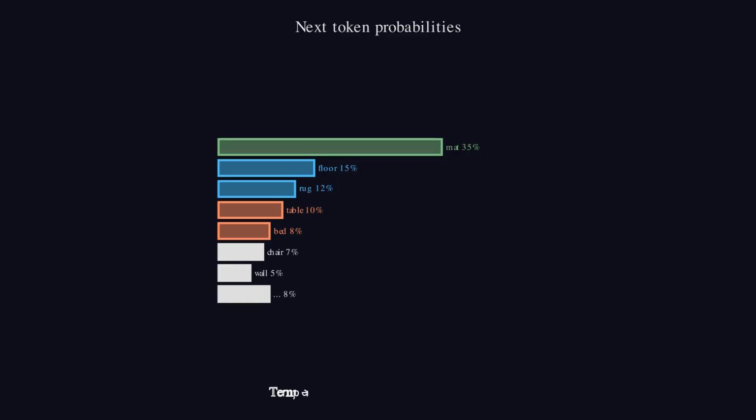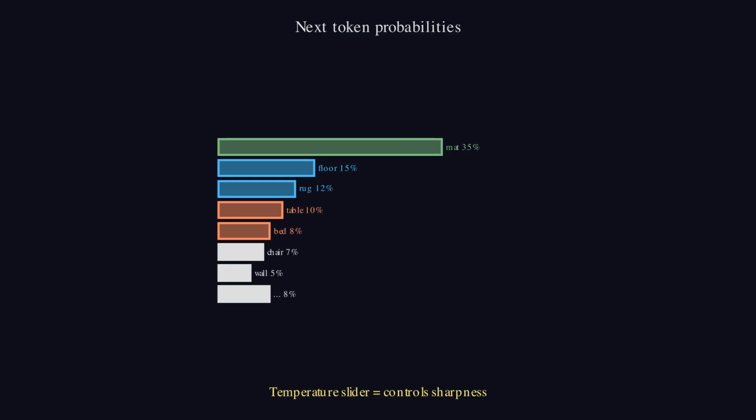How does it pick one? The simplest method, greedy decoding, always picks the highest probability token. But this is boring and repetitive. Instead, most models use sampling with temperature. Remember temperature from episode 9? Low temperature makes the distribution sharper. The model is more confident. High temperature makes it flatter, more creative and random.